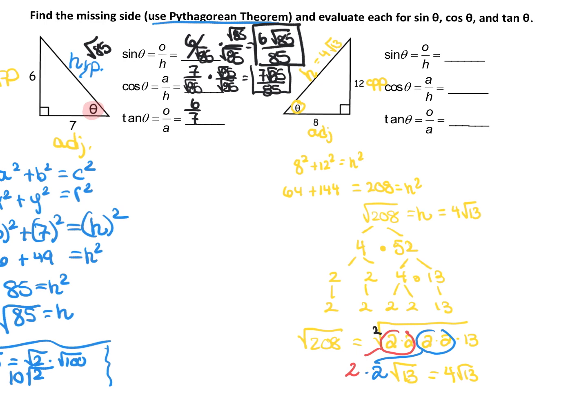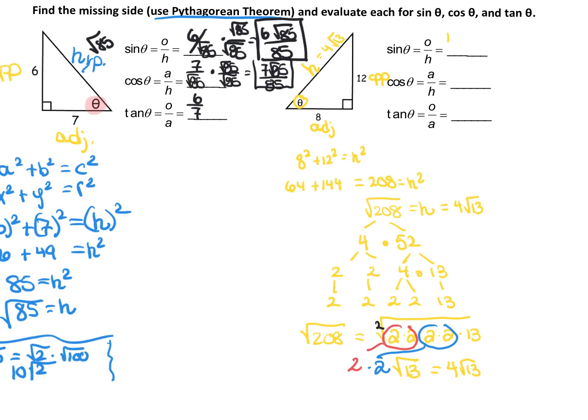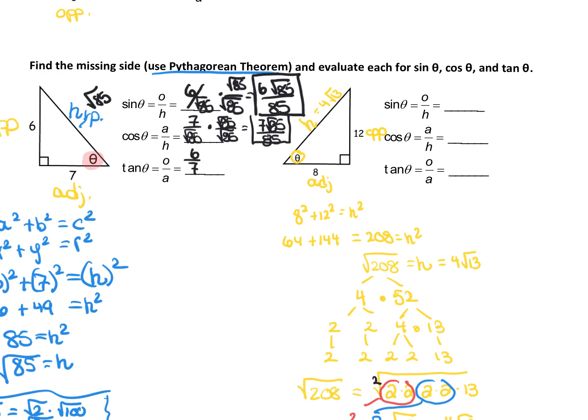Okay, so sine is the opposite, the 12, over 4 root 13. I'm going to reduce this to 3 over root 13 first, because 12 divided by 4 is 3. I'm going to rationalize and do root 13 over root 13. This gets me 3 root 13 over 13.